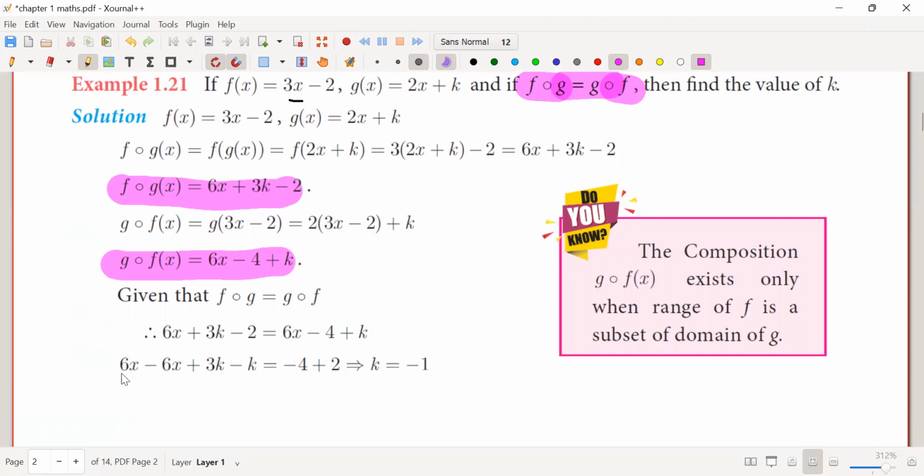Here, 6x would be getting cancelled. Then here 3k is there, minus 2 is here. I'll take the constant to one side. It becomes plus 2. K this side. It becomes minus k. So 3k minus k. These two get cancelled.